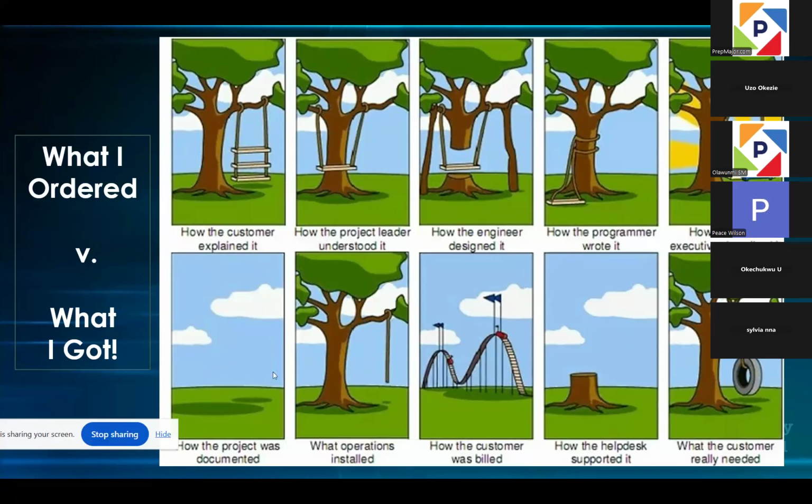Nothing. Sometimes you come to a project and there's no documentation. And as BAs, documentation is another thing we have to do. So this is another one of our tasks. The operations install this one. The customer is billed for that. The help desk supports it. And this is actually what the customer needed. So it's so important to get requirements right. If the BA got the customer requirements correctly, then we would have ensured that the customer got what they want. But if you don't get requirements correctly, then this would just be the fiasco, which is what happens for most projects.